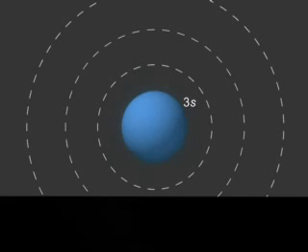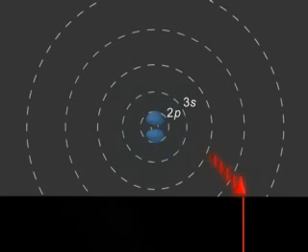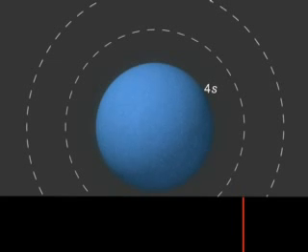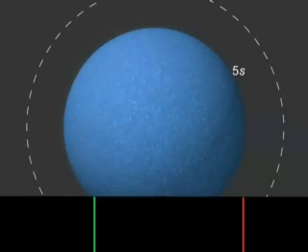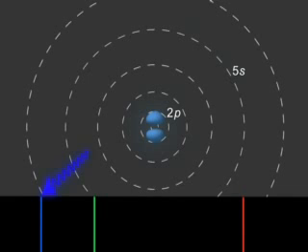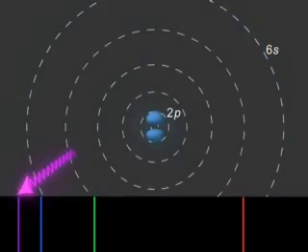The lowest energy transition is from the 3s to the n=2 level, and the emission is a photon of red light, which has the longest wavelength. More energy is emitted with the transition from the 4s to the 2p, and it appears as a photon of green light. A still higher energy transition occurs from the 5s to the 2p, and the emission is a photon of blue light. And the highest energy transition occurs from the 6s to the 2p, which appears as a photon of violet light, whose wavelength is the shortest.